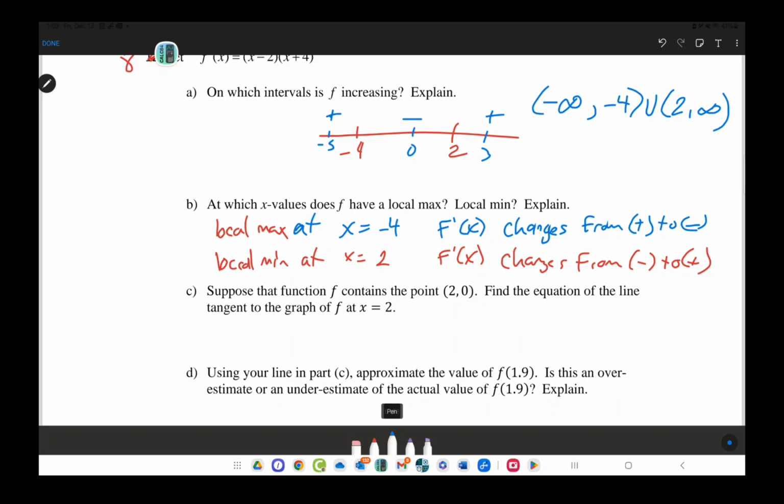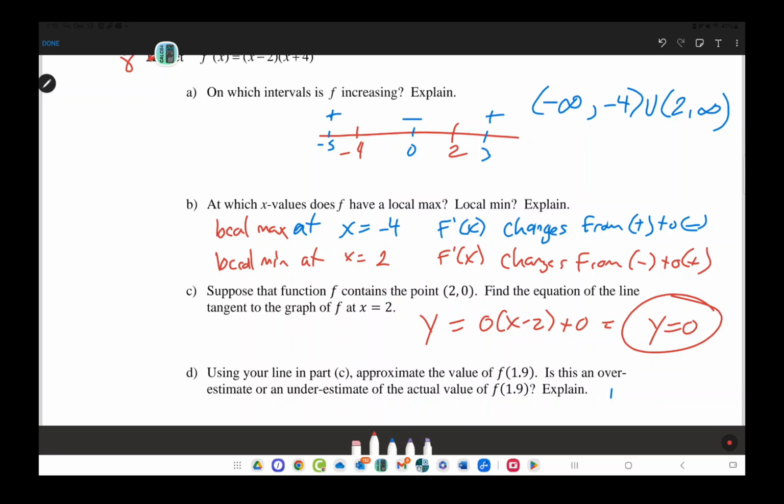All right, suppose the function f contains the point 2, 0. Now, since the function is 0 at 2, what is the horizontal tangent line? Find the equation of the line tangent to the graph at x equals 2. It's y equals 0, right? So y is equal to your slope, which is 0, times x minus 2, plus 0. So it's just y equals 0. Done.